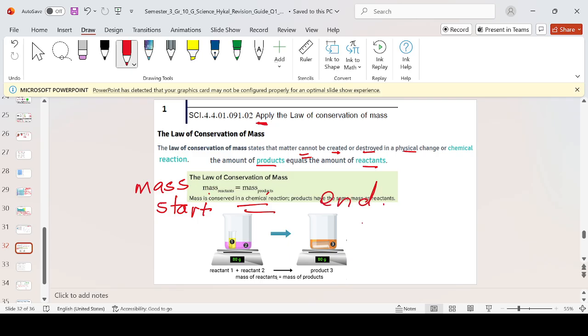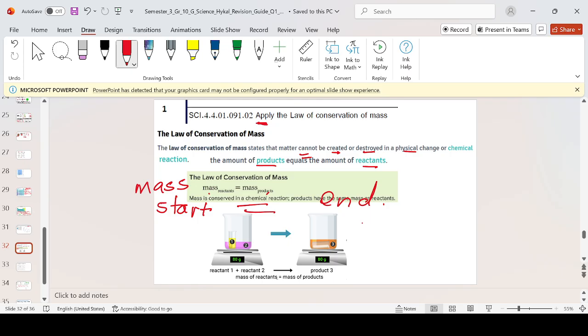So in this case, I have 80 grams at the beginning. I add 1 to 2. When I say react, it means I add, plus. I react substance 1 and 2. The mass is 80. If this system is closed, we are always getting the same mass, 80 grams, at the end. In simple terms, this is the law of conservation of mass. So know that the mass at the beginning is equal to the mass at the end.